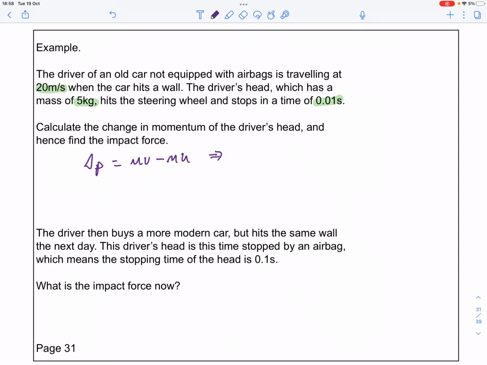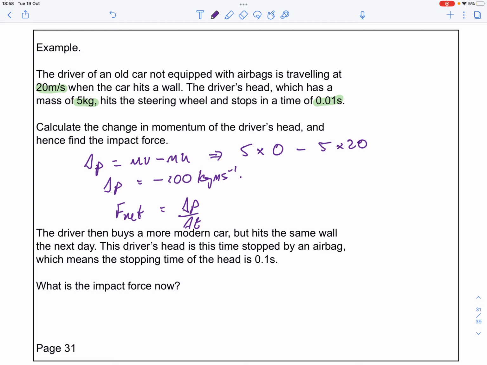and for that we're going to have a mass of 5 kilograms. Now the final speed is 0, so we want minus 5 times 20. So that's going to give us a change of momentum of effectively minus 5 times 20, which is minus 100 kilograms meters per second.